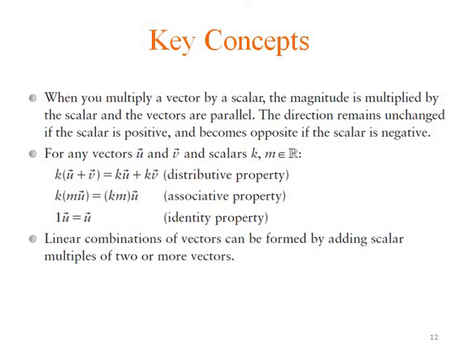For any vectors u and v and scalars k and m, we can say k times (u plus v) equals ku plus kv. That's called the distributive property. On the other hand, we have k times (m times u) equals (k times m) times vector u. And also we have the identity property, which is 1 times vector u equals vector u. Linear combinations of vectors can be formed by adding scalar multiples of 2 or more vectors.